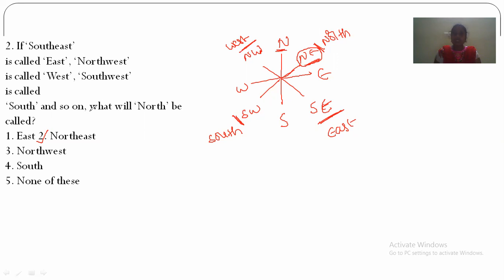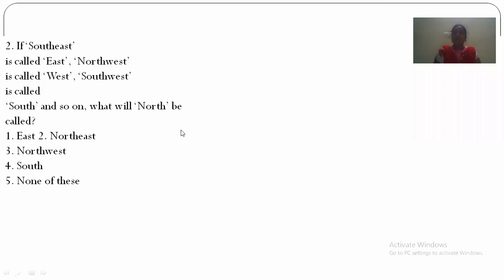If they ask what the actual north will be called, you have to consider this as the actual north, which is between north and west in the imaginary diagram. Then actual north will become northwest, and that will be the answer. But they haven't asked about the actual north. They have asked what the imaginary north will be called. So which one will be called north? The northeast will be called as north. That is the answer. Like this, we have to answer the questions they have given us.